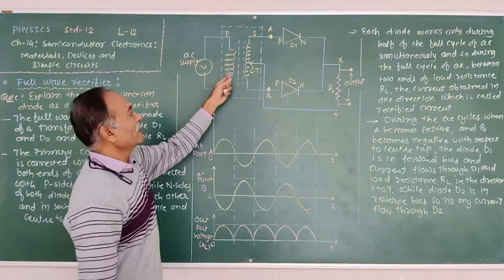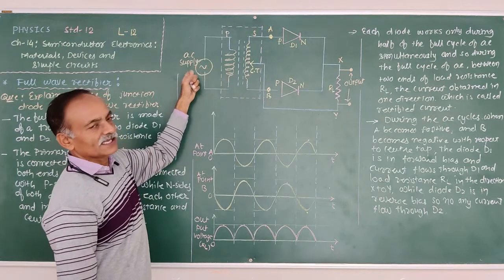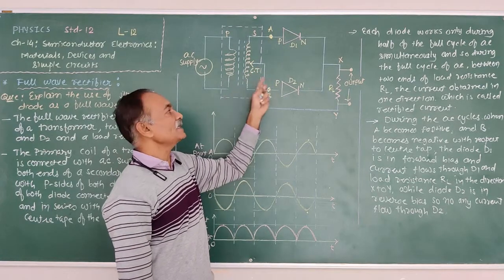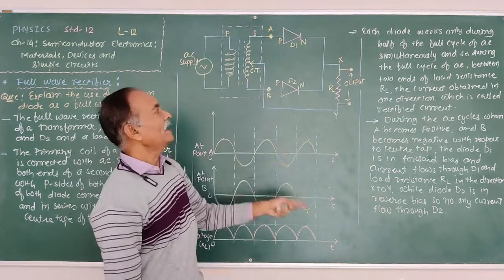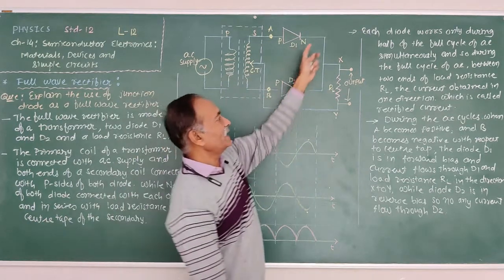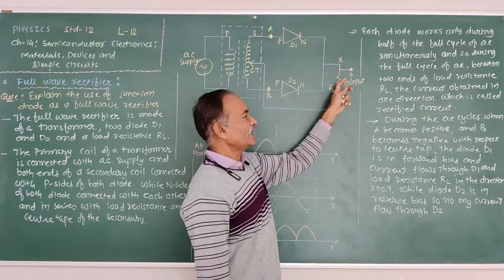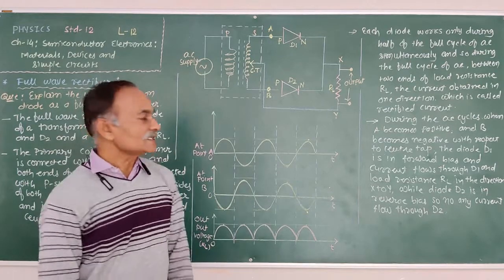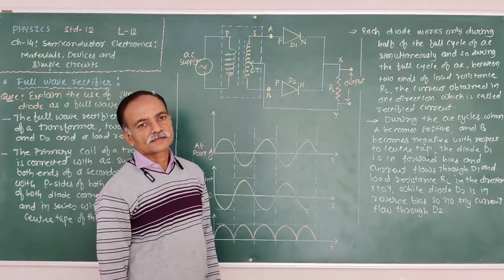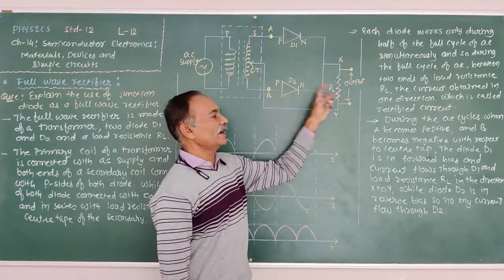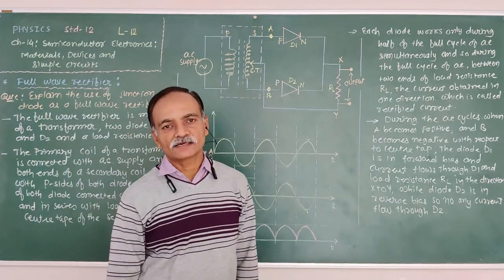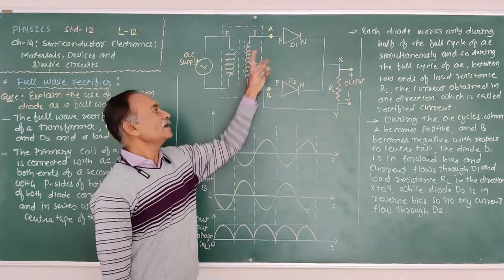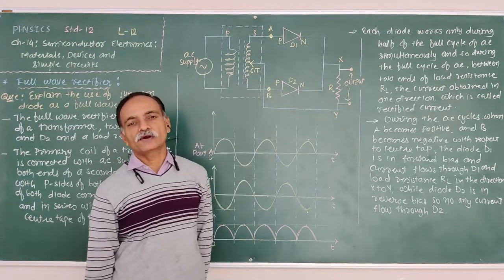The primary coil of the transformer is connected with the AC supply, while both ends of the secondary coil are connected with the P sides of the PN junction diodes, and the N sides of both diodes are connected with each other, and then connected in series with the load resistance and the center tap. Thus, a full wave rectifier circuit is made of a transformer, two PN junction diodes and a load resistance RL.